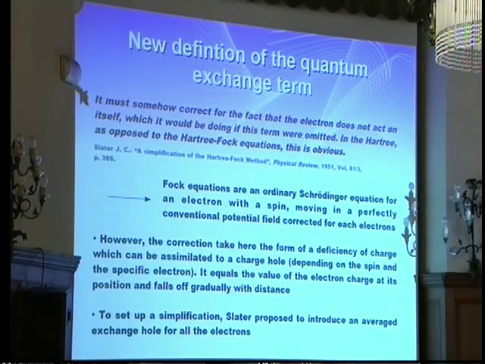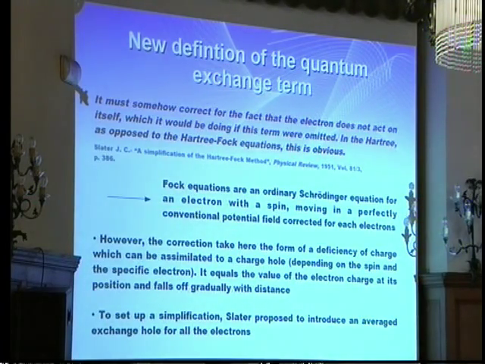In that article, Slater tried to give a precise meaning for each of Fock's equation terms, and especially the exchange energy one. He considered that it must somehow correct for the fact that the electron does not act on itself, which it would be doing if this term were omitted. In the Hartree, as opposed to the Hartree-Fock equation, this is obvious. Fock equations for Slater are an ordinary Schrödinger equation for an electron with a spin moving in a perfectly conventional potential field corrected for each electron. But the novelty is in the correction.